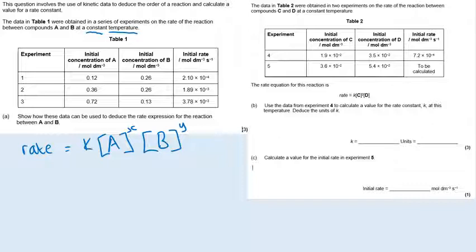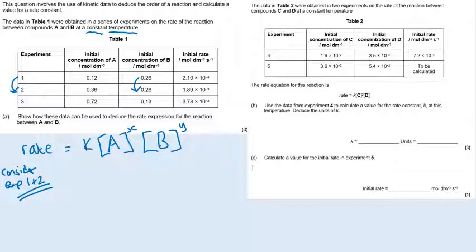Okay, so now what we do is we consider a couple of experiments where the concentration of one of the reactants doesn't change. When I'm looking here, I can see that in experiments 1 and 2, the concentration of B doesn't change. So the first thing I'm going to do is consider experiments 1 and 2. And I would write this as part of my answer so the examiner can see what I'm doing.